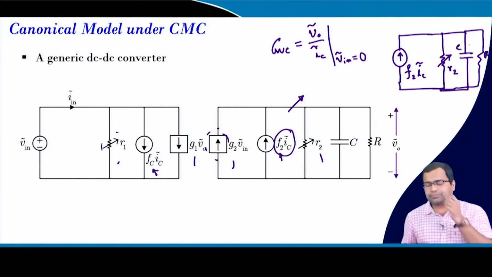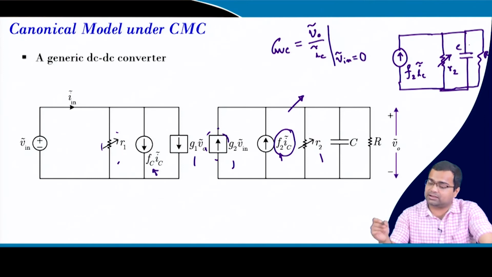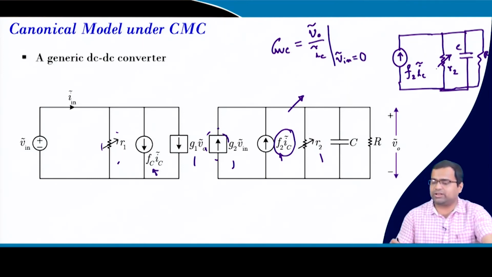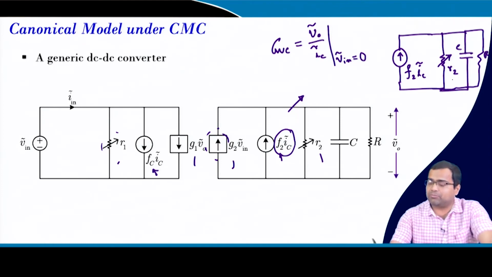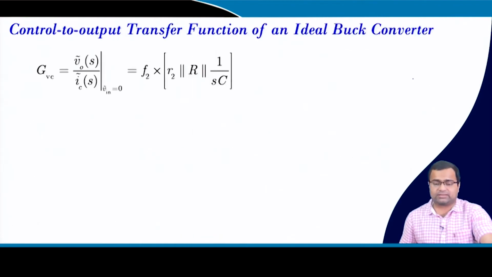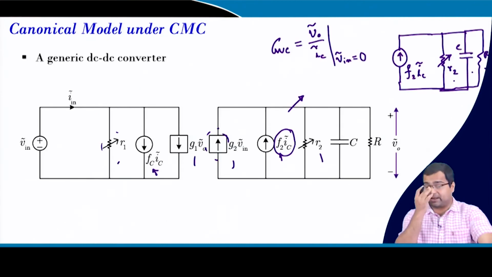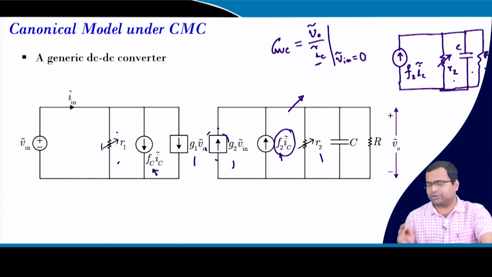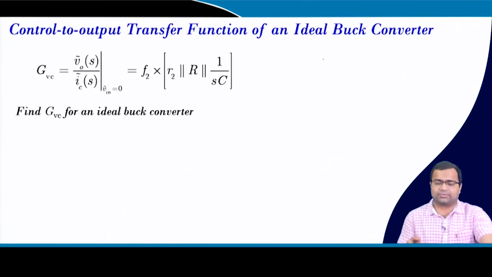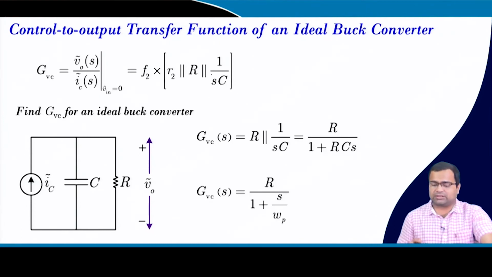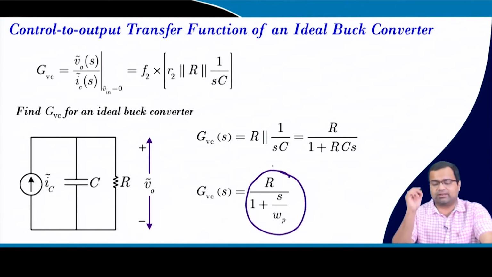This is my capacitor. That means, if I want to get V0, which is my terminal voltage, it will be the parallel combination of R2, R and C, divided by F2. Oh, sorry, it should be multiplied by F2, because the current is in the denominator. F2 into all these three, R2, R, C, S. Then for an ideal buck converter, the transfer function is like this. So, it is just a simple first order model.